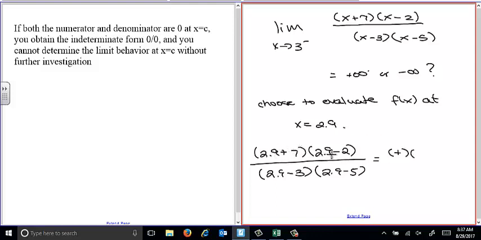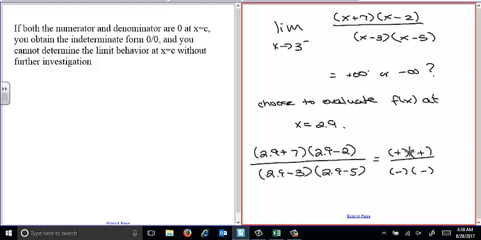Okay, is this a positive or negative number? It's positive because 2.9 is greater than 2. Is 2.9 minus 3 positive or negative? Well, that's negative because this number is less than that number. And 2.9 minus 5 is going to be negative. So if I look at just the signs, I've got 2 positives and 2 negatives.